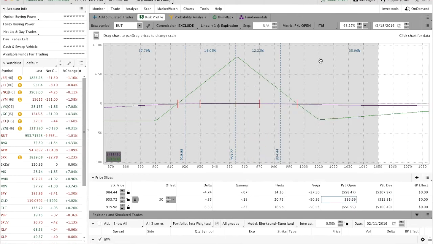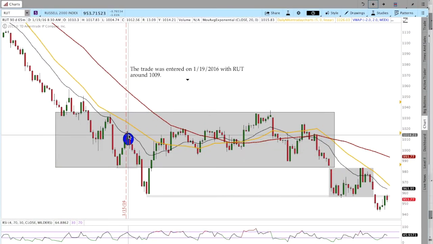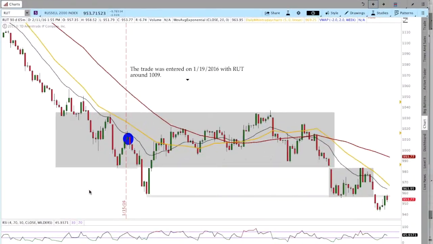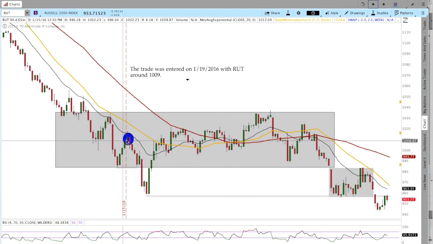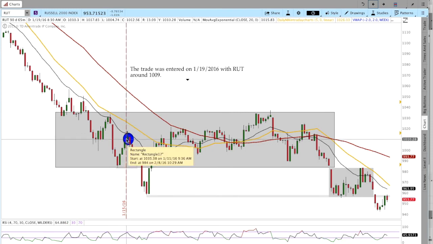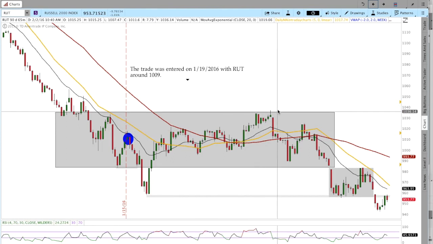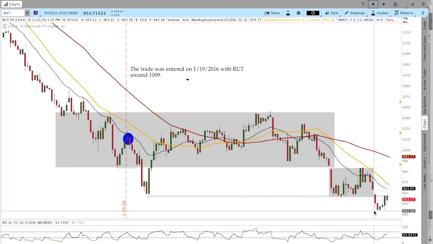So that's pretty good. If we go back over to the chart, we got involved in this trade somewhere around here on January 19th, it looks like, based on the spreadsheet. So on January 19th, we got involved in the trade when the Russell was trading around 1009. So that's somewhere right about there. And from that level, we traded down to about 958 or so. From 958, we traded all the way up here to 1035, and from 1035 we've traded down to 945.